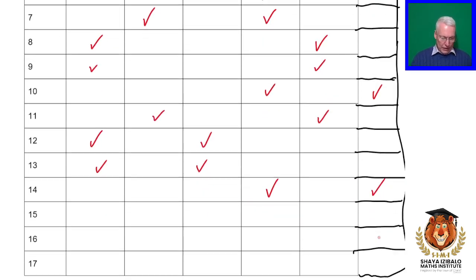And number 15 is isosceles, obtuse angled. Number 16 is acute angled equilateral. And number 17, lastly, is scalene and right angled. Okay, so just make sure you've got all of those.